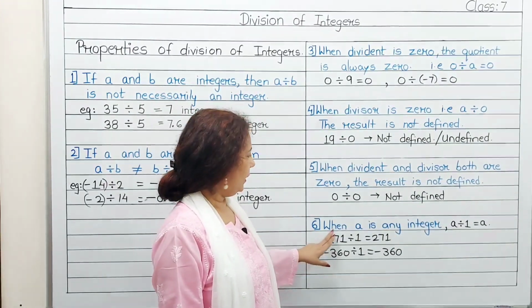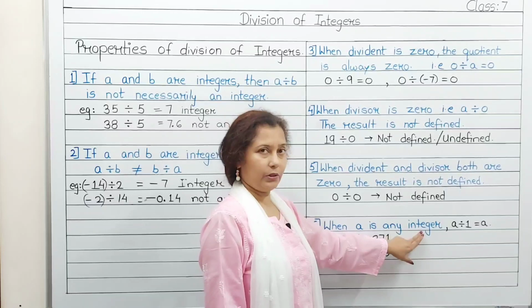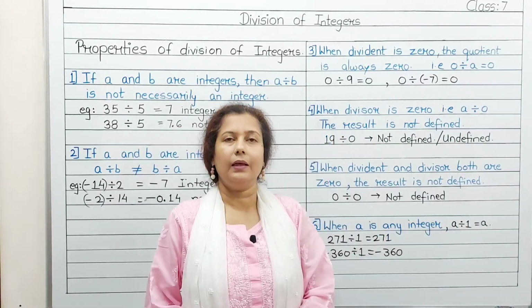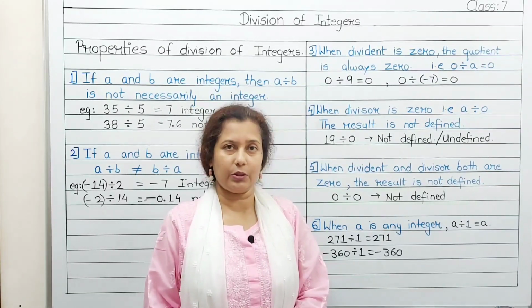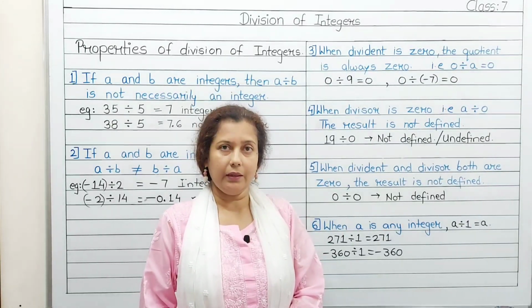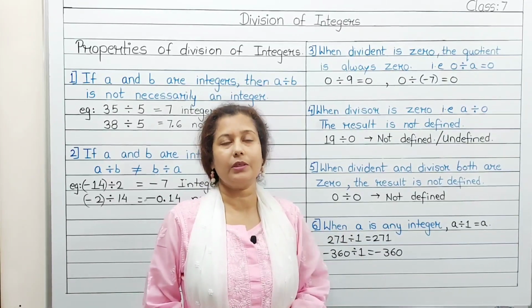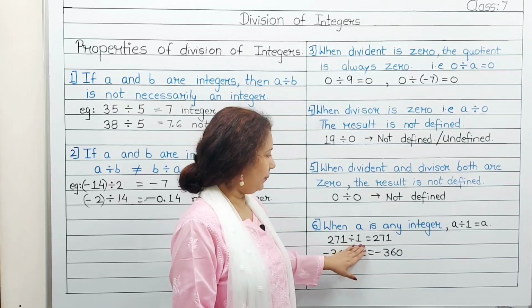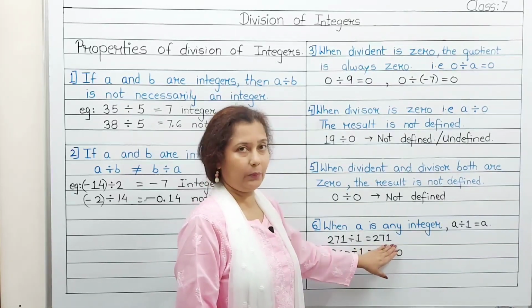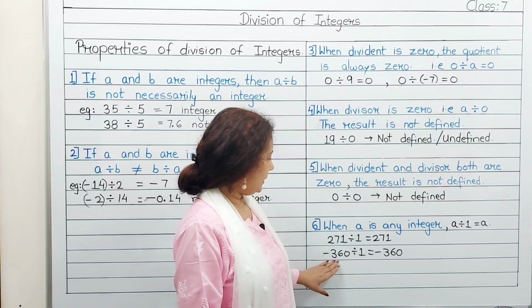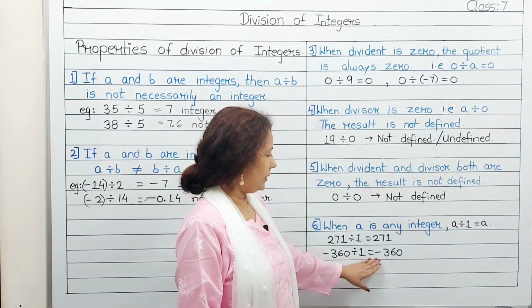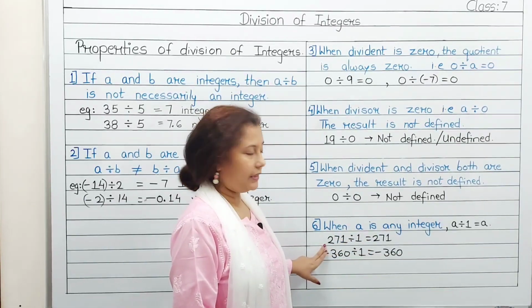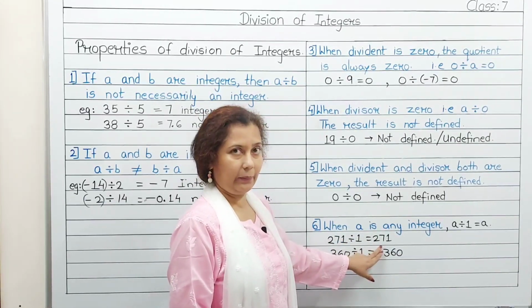Next property, when a is any integer, a divided by 1 is equal to a. That means when any integer is divided by 1, the dividend and the quotient will be same. For example, 271 divided by 1 is equal to 271. Minus 360 divided by 1 is equal to minus 360. In both the cases, the dividend and the quotient are same.